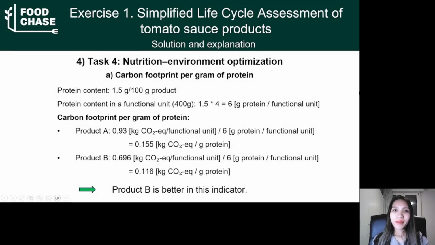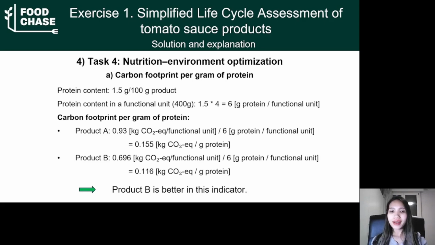The fourth task is about nutrition and environment optimization. Firstly, we have to calculate the carbon footprint per gram of protein. For both products, the protein content is 1.5 grams per 100 grams of product. So the protein content in a functional unit, which is 400 grams of product, is equal to 6 grams of protein per functional unit. To calculate the carbon footprint per gram of protein, we have to divide the total carbon footprint by the total protein content in a functional unit.